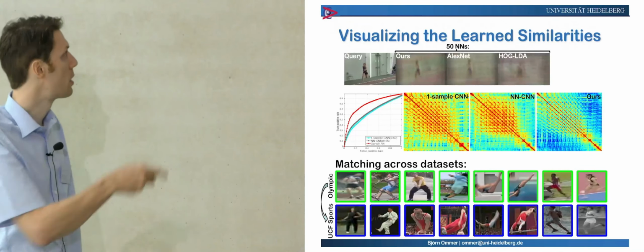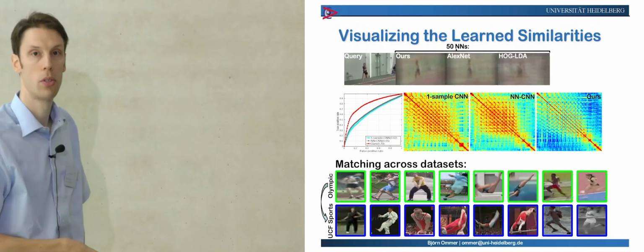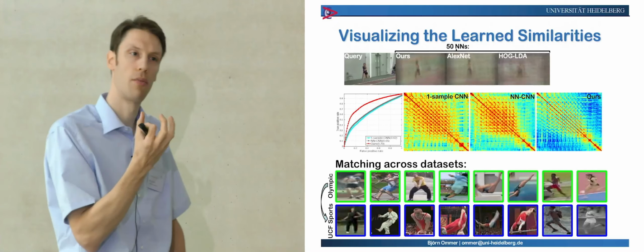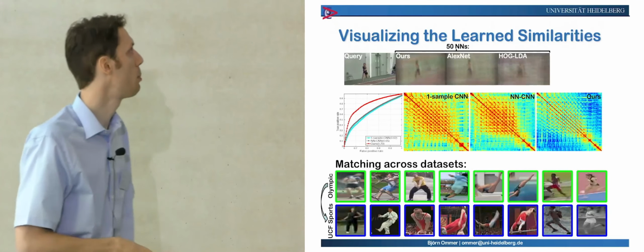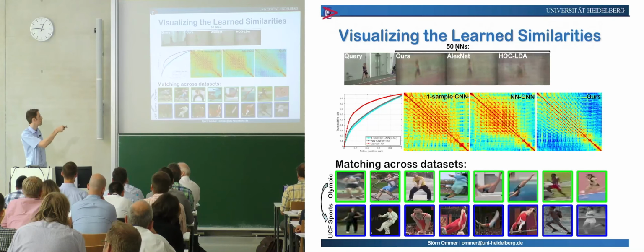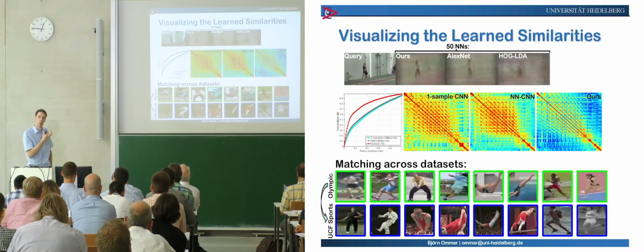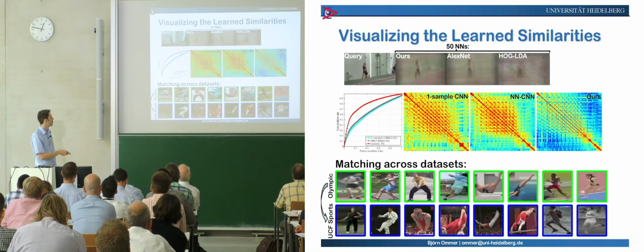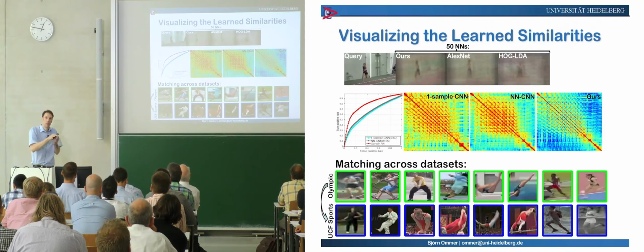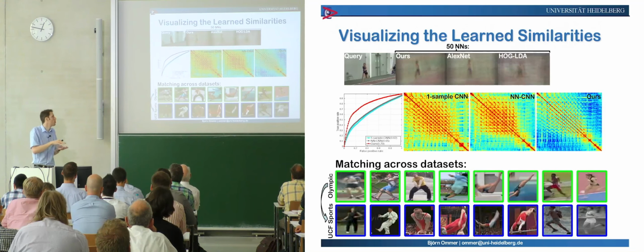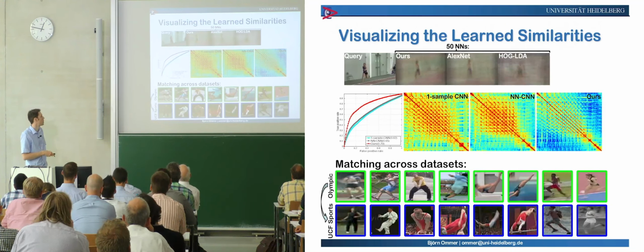What you can also do is take a query and then average over the nearest neighbors to get an essence of how nicely these nearest neighbors actually match. And it's probably somewhat difficult to see here on the projection, but with this compositional grouping, you get the posture pretty nicely captured, whereas taking standard AlexNet or HOG LDA gives you a pretty fuzzy representation. People lose their legs, parts of the torso and so on, they're lost.